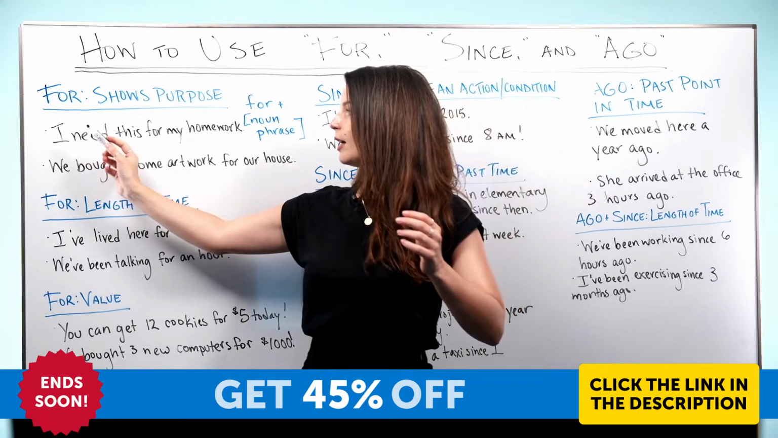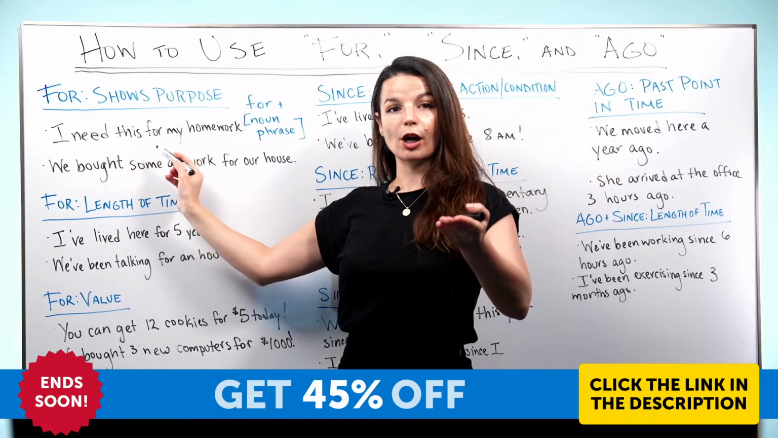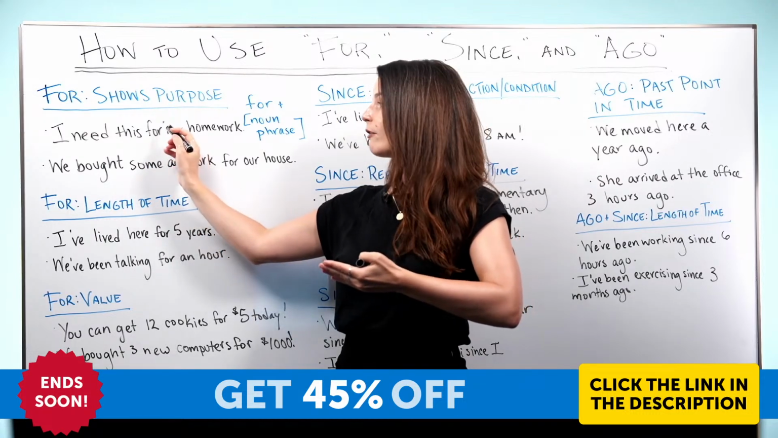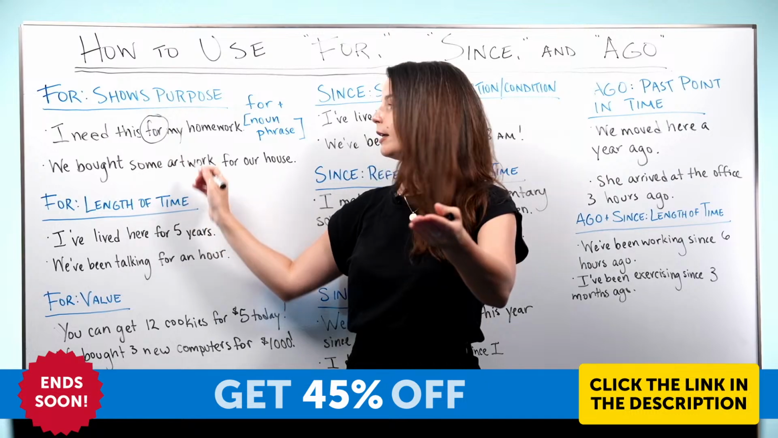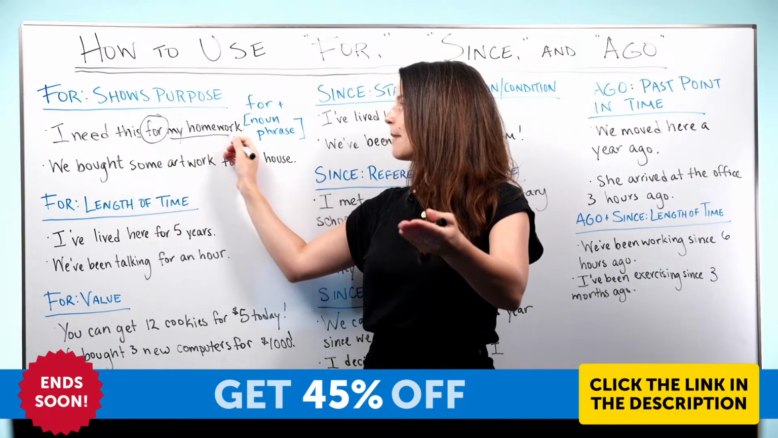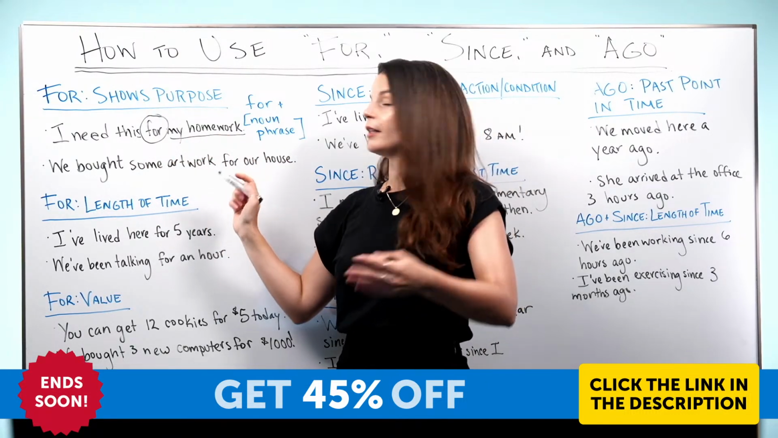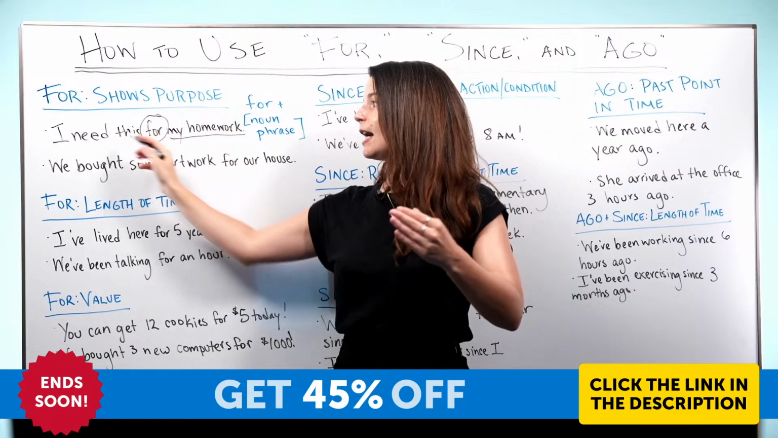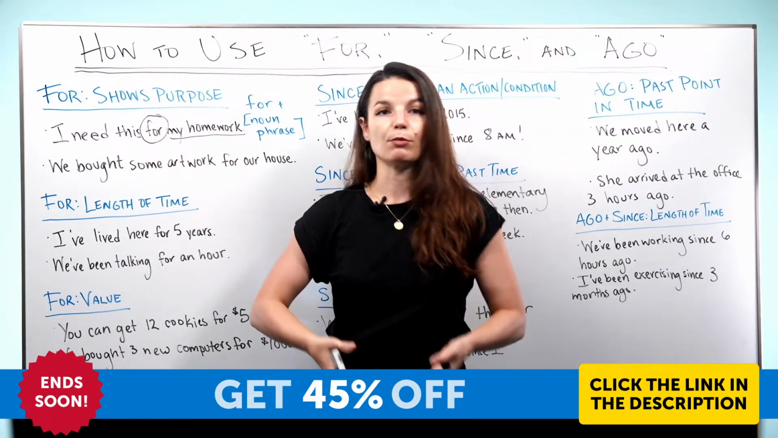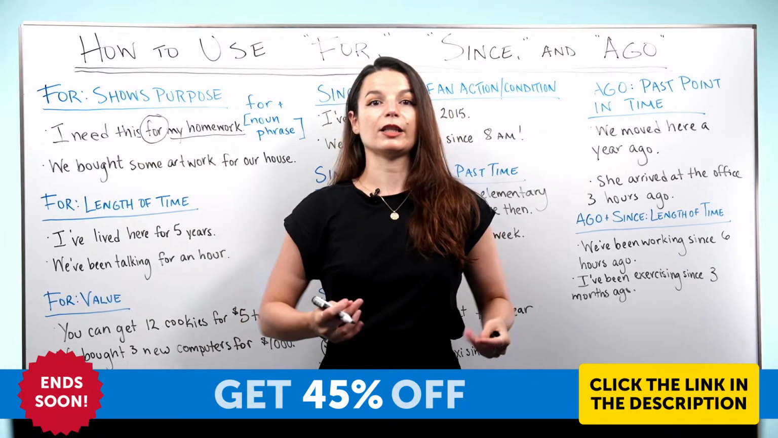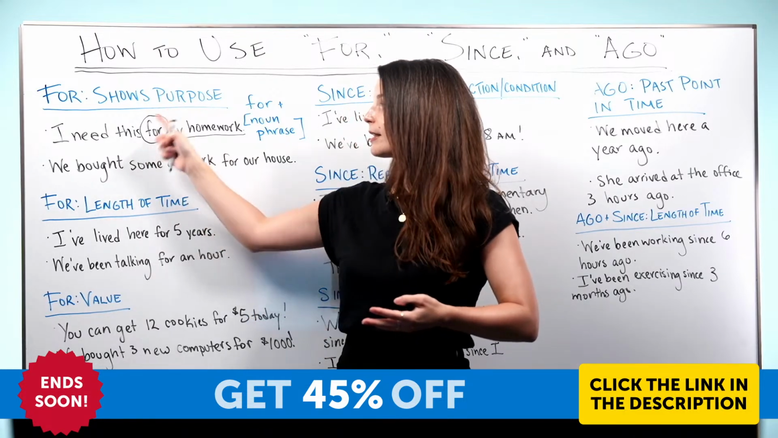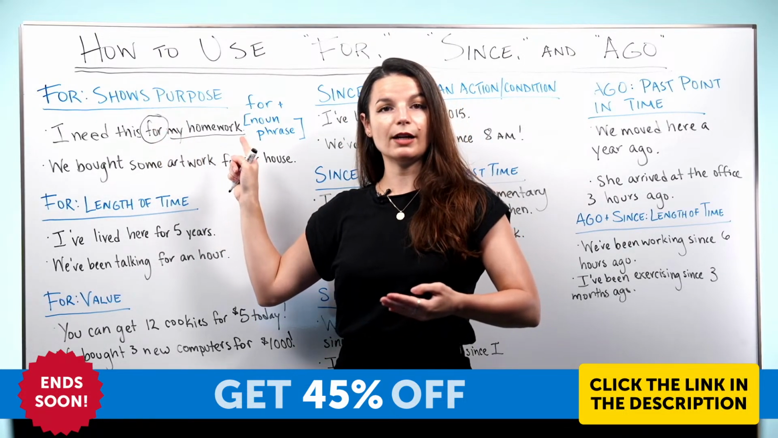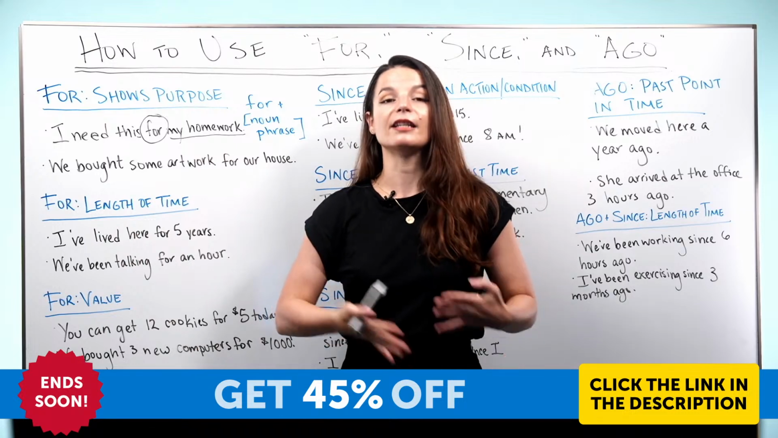First example, I need this for my homework. Here we have for, right here in the middle of the sentence. I need this for, and my noun phrase is my homework, yeah? So this sentence means I need this, for example, this computer or this phone or this textbook, right? So I need this, and the purpose is my homework, right? The purpose of this thing is my homework.